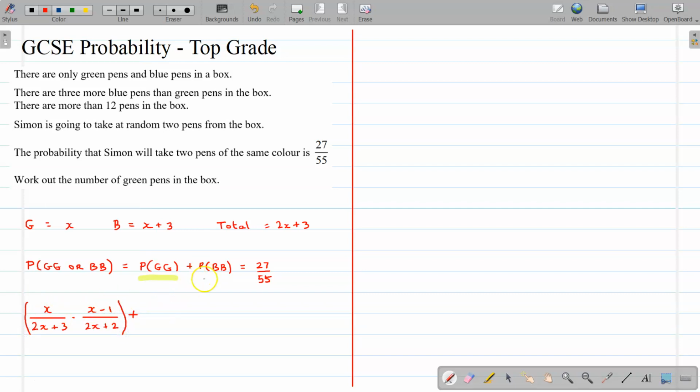Okay, and the probability of a blue followed by a blue, well, if you go to the box, take a pen out, there's x plus 3 blue pens to start with. Okay, and when you've taken out a blue pen, you've only got x plus 2 left. What I'm going to do is just copy the denominator I've already written here, because it's going to be the same pair of denominators.